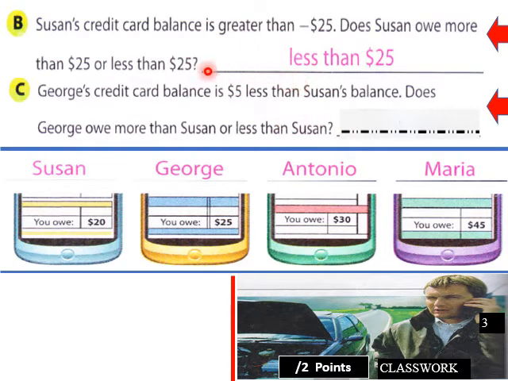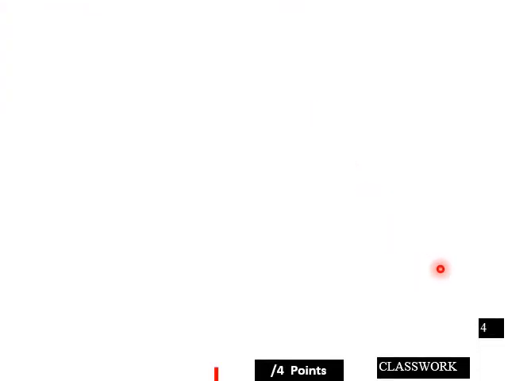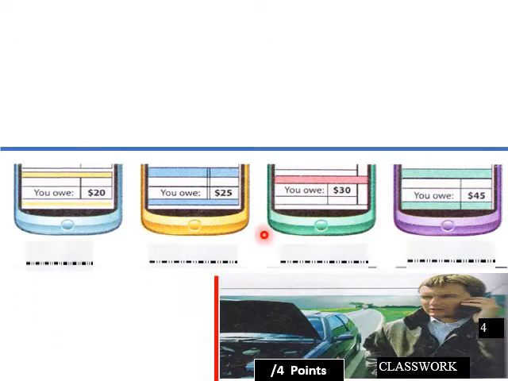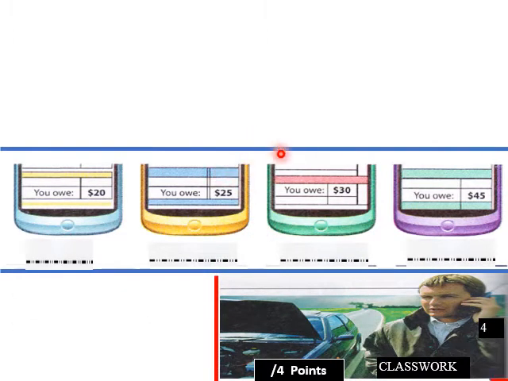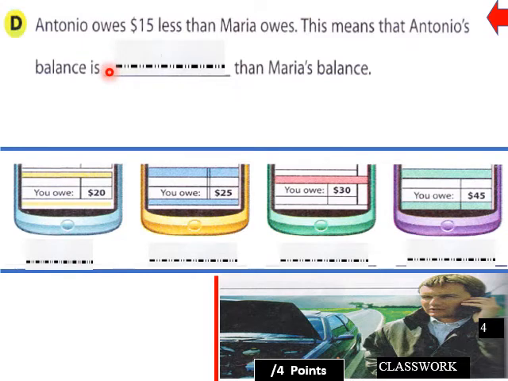And up here, does Susan owe more than 25 or less than 25? She owes less than 25 because Susan's credit card balance is greater than negative 25, which means it's a negative of a negative. And does George owe more than Susan or less than Susan? More than Susan is what George owes. Okay, moving on here to page 4. And we're still dealing with our cell phone notification of our credit card balances.